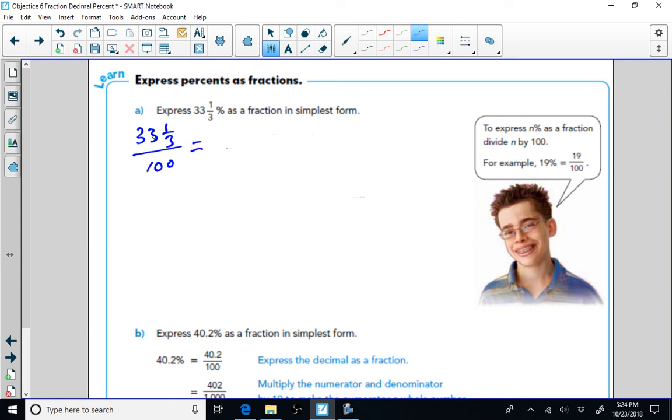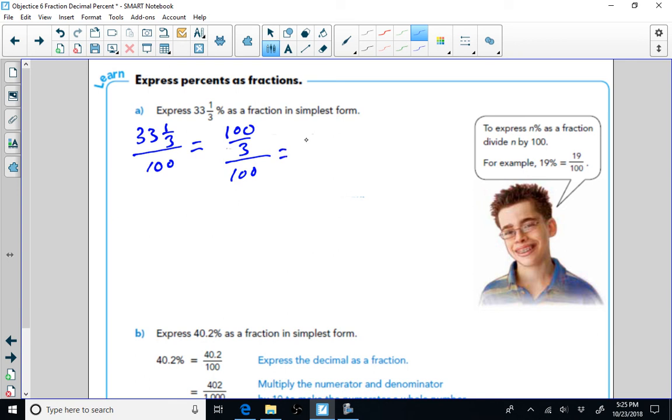So 3 times 33 is 99, plus 1 is 100. We want to write it as an improper fraction. It's already written as a mixed number. My mistake. So that's 100 over 3 over 100. It's called a complex fraction because I have a fraction within a fraction.